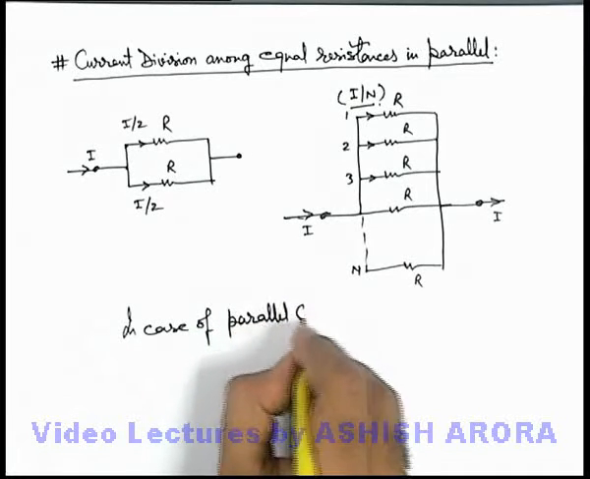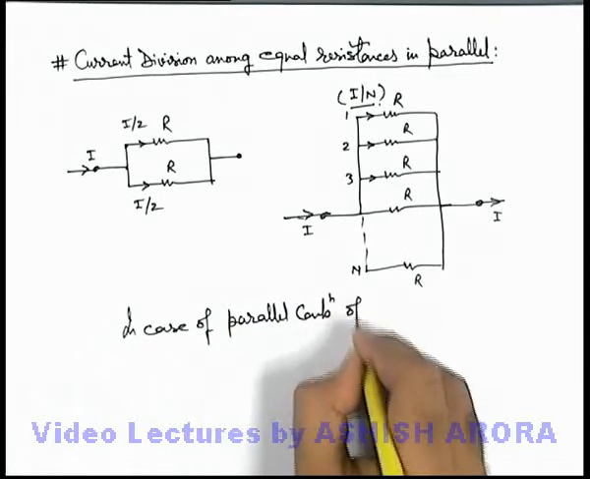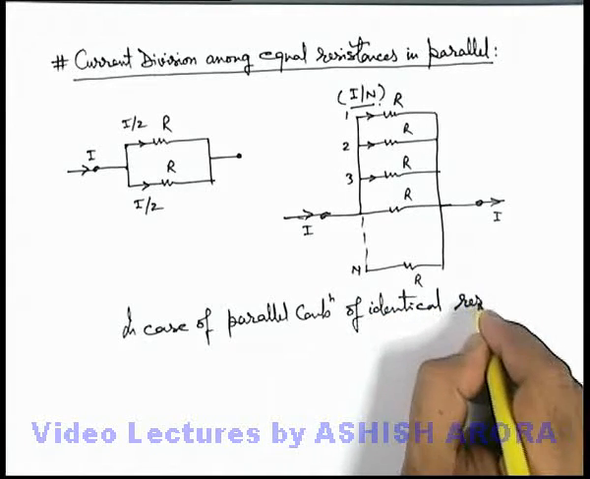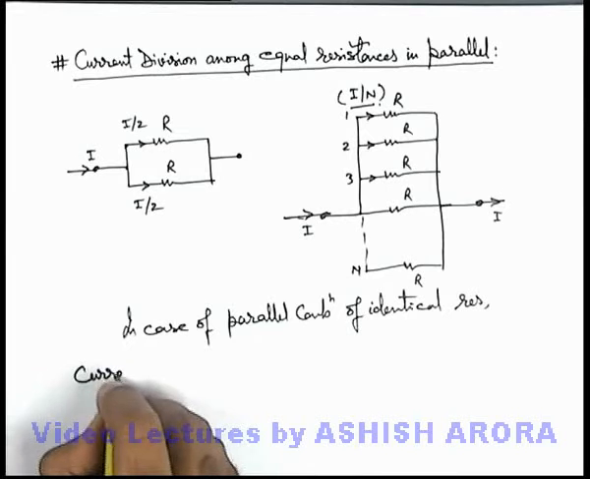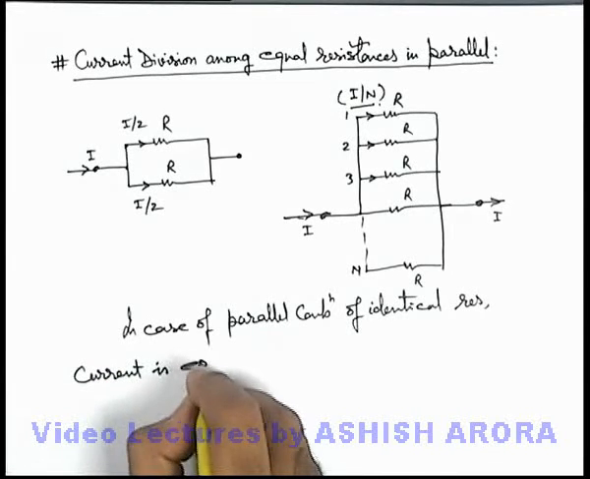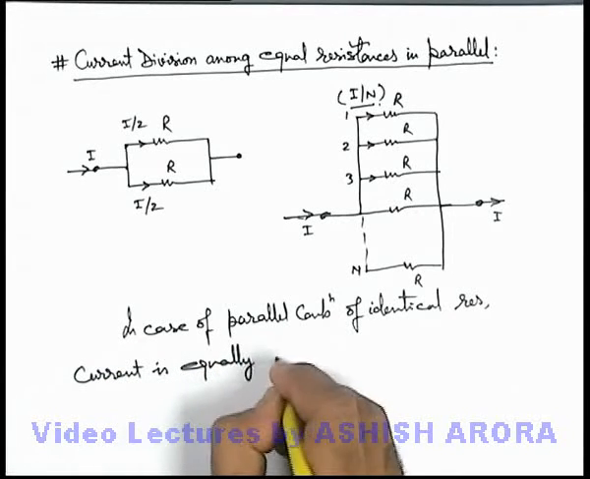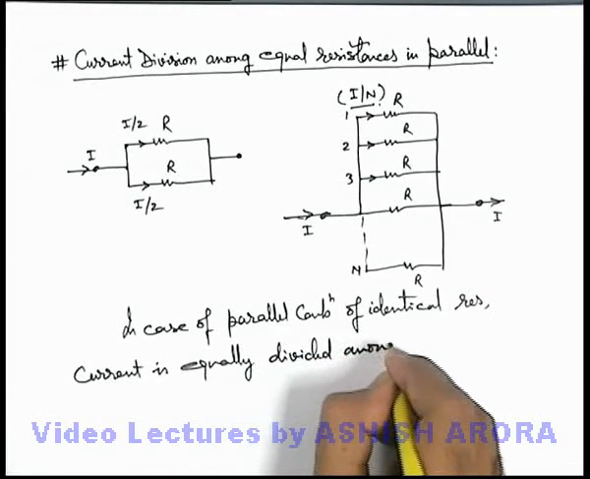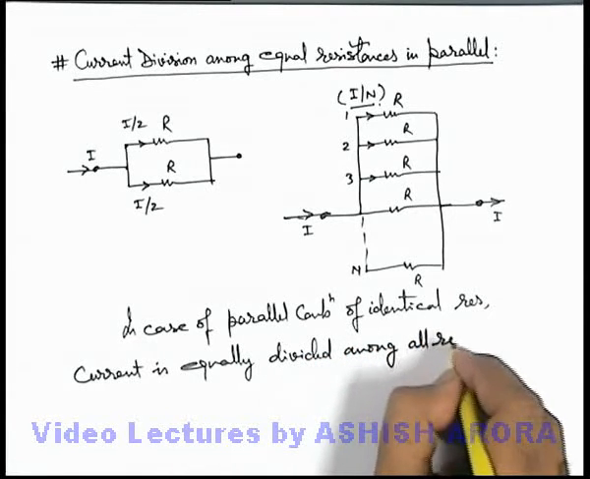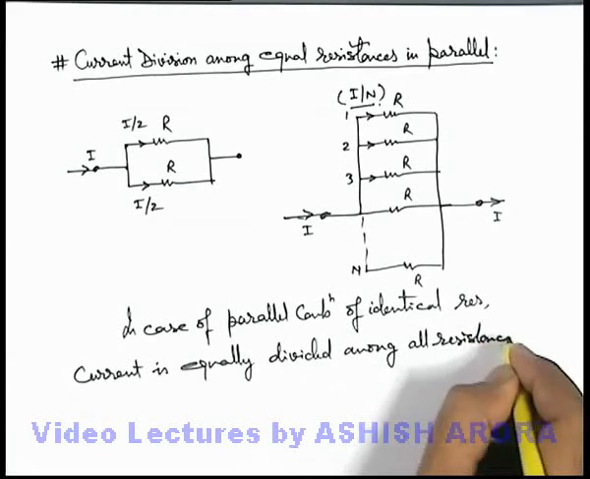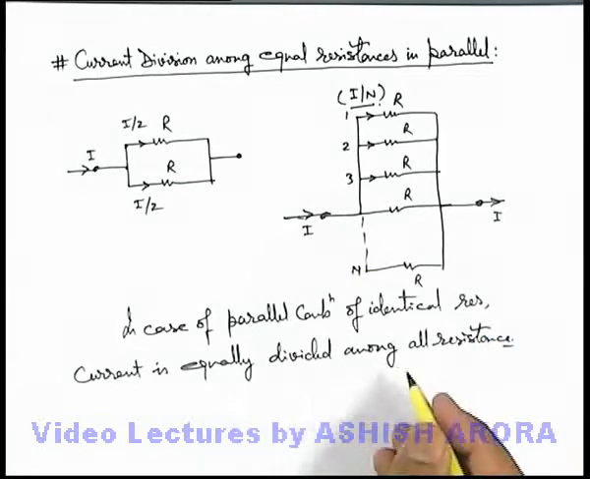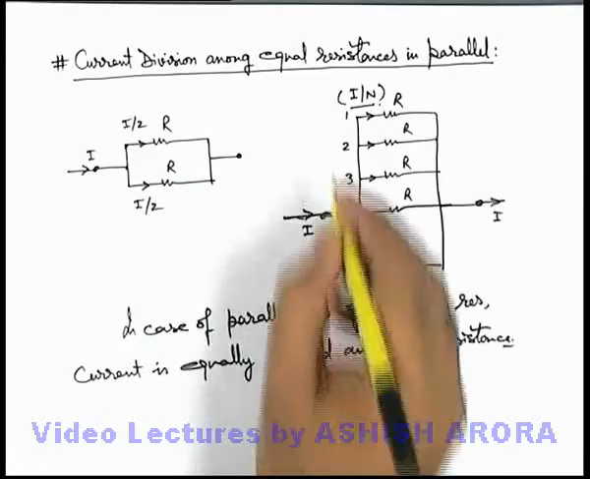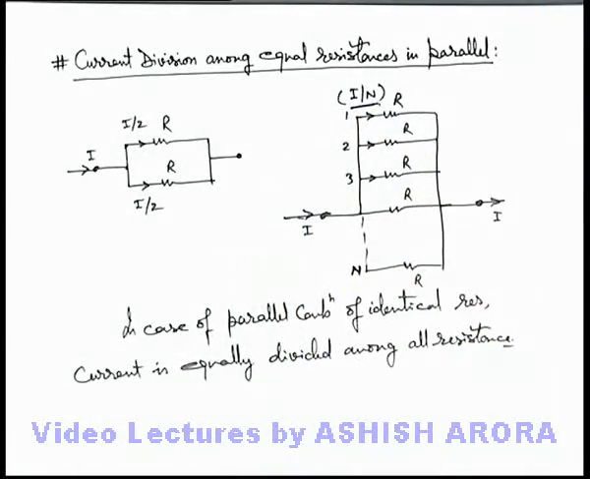So we can directly state that in case of parallel combination of identical resistances, current is equally divided among all resistances. No matter whatever the quantity of resistances, it will always be equally divided. Like for n resistances, it will be I by n in each resistance.